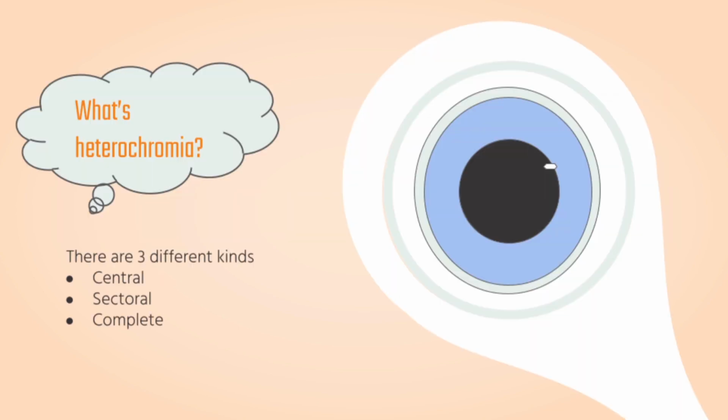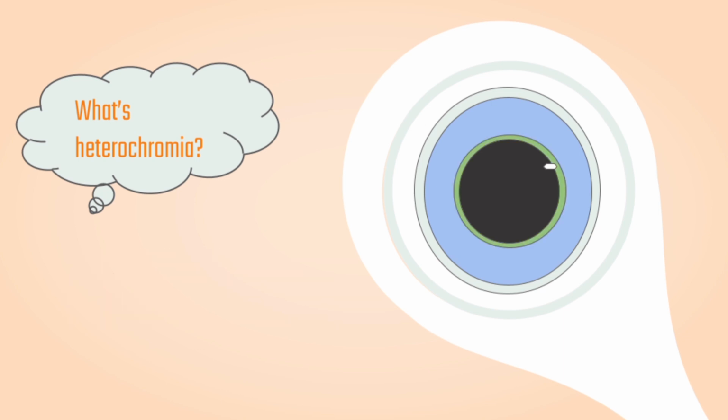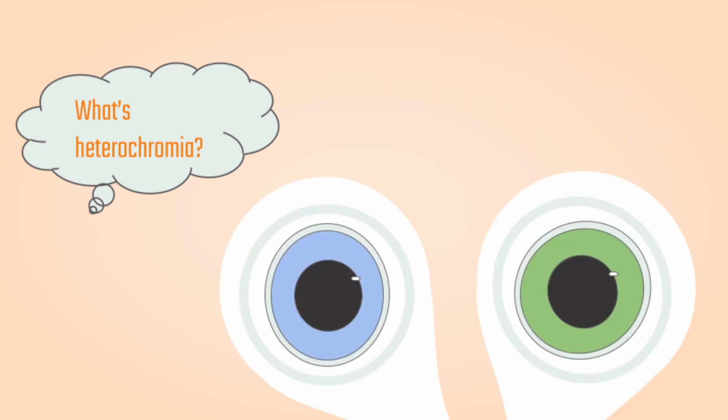There are 3 different types of heterochromia: central, complete, and sectoral or segmental. Central heterochromia is when there are 2 different colors in the same iris. The outer ring is a different color from the inner ring and surrounds the black circle of the iris. Sectoral heterochromia causes part of one iris to be a different color than its intended color. And complete heterochromia causes completely different colored eyes. For example, one blue eye and one green eye.